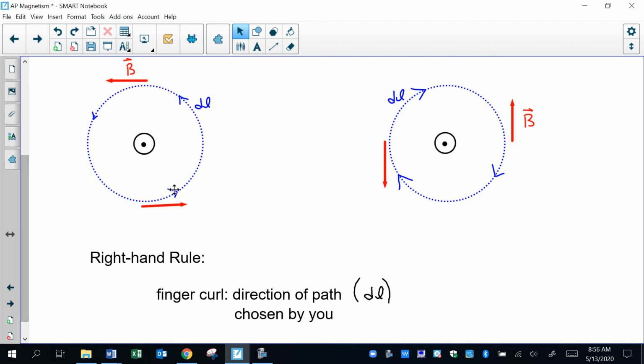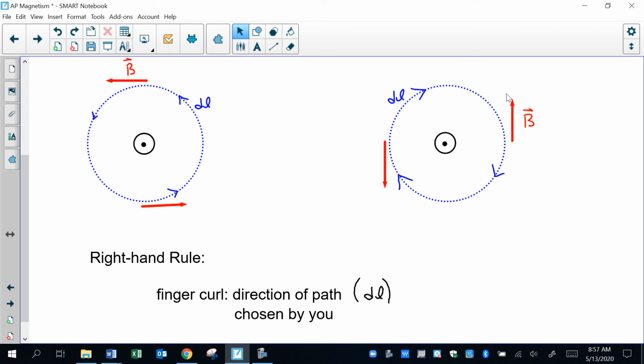So if you look at the one on the left here, if I choose dL to go in the counterclockwise direction, because I know that B is going to point in the counterclockwise direction, my thumb points out towards me. That's going to be the direction of positive current. If I do that, I get a positive dot product and my current points out. Makes sense. Here, my arrows point against each other. I get a negative answer.